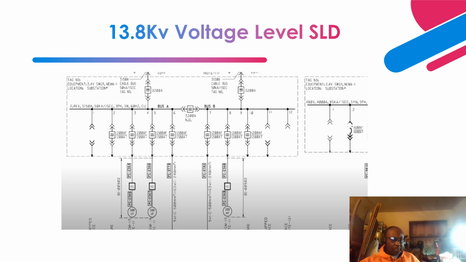Okay, so now let's take a look at a typical example of how this 13.8 kV level switchgear looks like. Like I indicated, this is a feed that is coming from a dedicated source. Let's say it could be coming from another medium voltage switch here, 13.8 kV medium voltage switchgear.